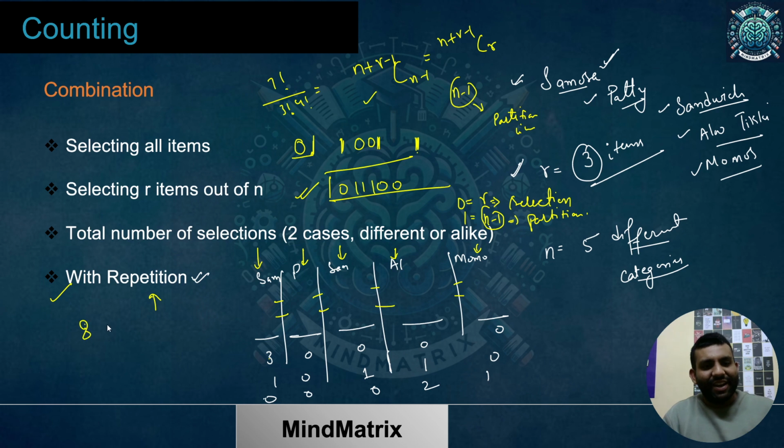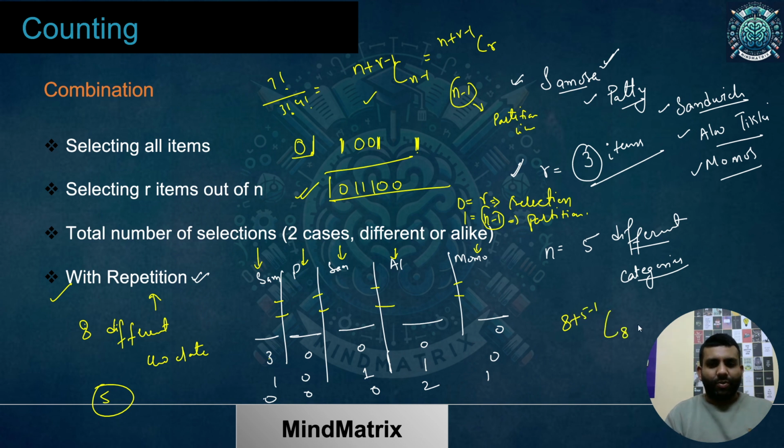So it's like 8 different chocolate types are there, and you want 5 chocolates. You want exactly 5 chocolates. So the answer is going to be very simple. It is 8 plus 5 minus 1 C 8 minus 1. Okay, that is going to be the final answer over there. I hope it is clear.